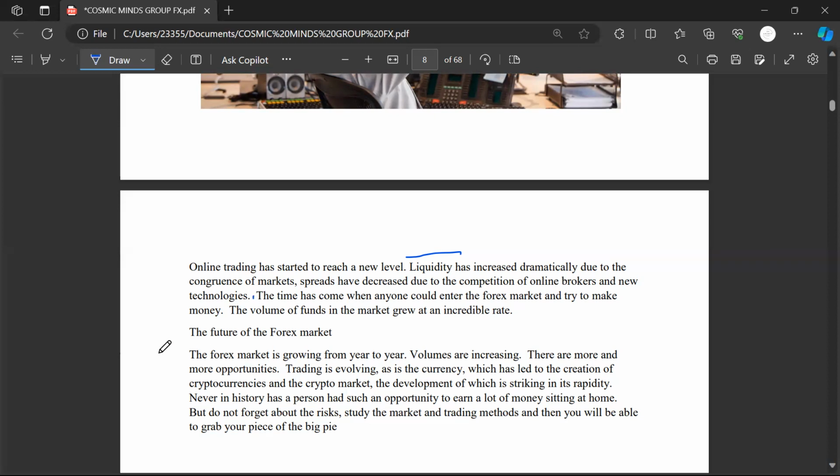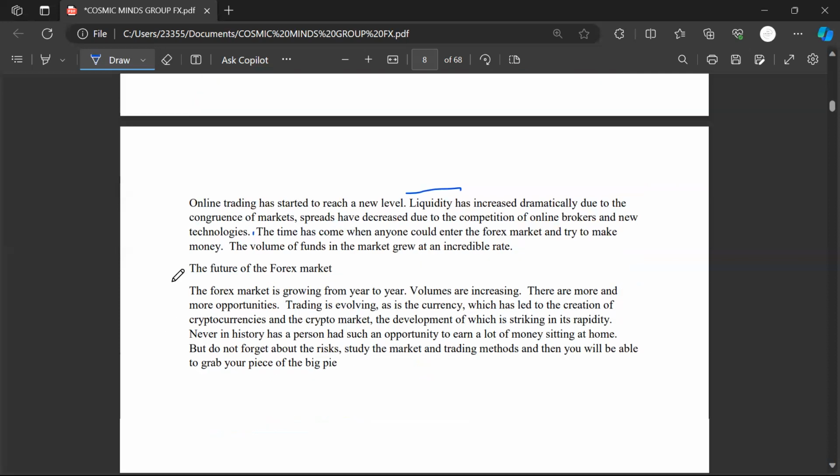Now, the future of the forex market. The forex market is growing from year to year. Volumes are increasing. There are more and more opportunities. Trading is evolving, as is the currency, which has led to the creation of cryptocurrencies in the crypto market, the development of which is striking in its rapidity. Never in history has a person had such an opportunity to earn a lot of money sitting at home, right?